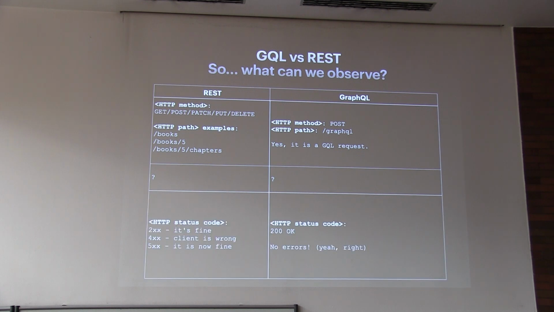And when it comes to responses, in case of REST, you have access to the status code. So when you see something like 200, 201, 202, it's okay. If you see something like 400, it's a client-side error. If you see something like 500, that's your mistake. That's a server-side error. In case of GraphQL, everything is 200 OK. That doesn't mean that GraphQL can't have any errors. Of course it can.